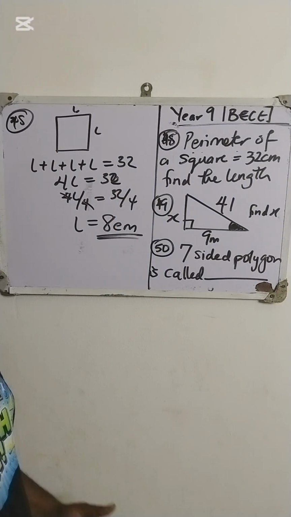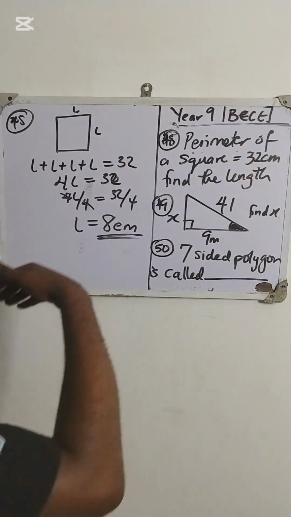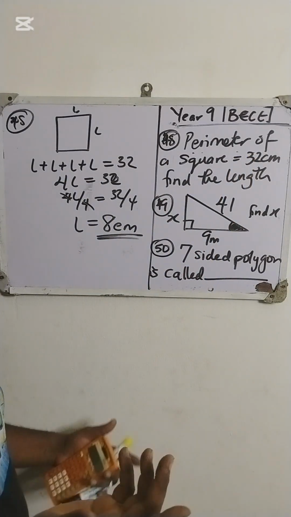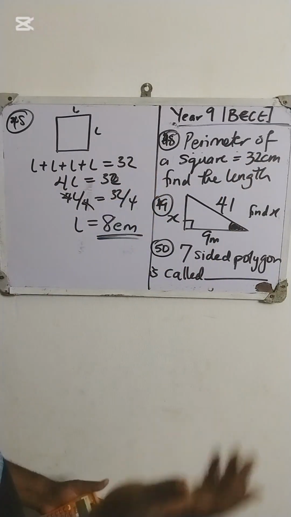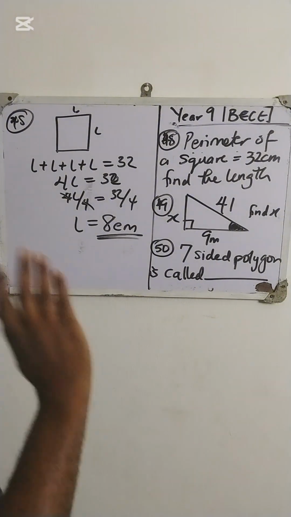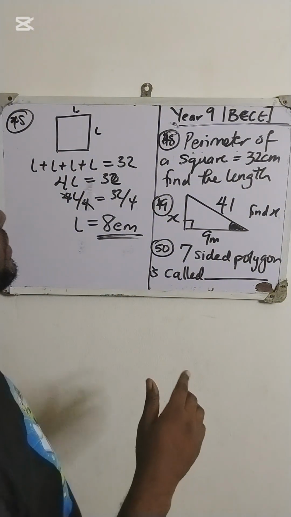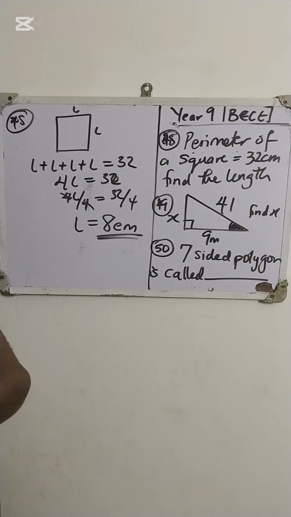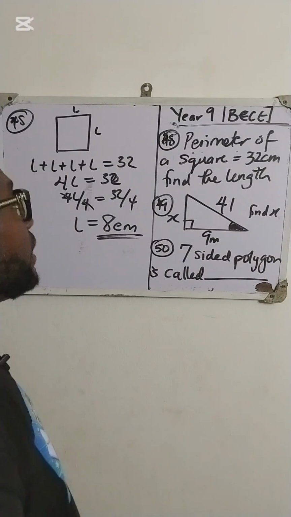So it's just a word problem that you need to turn into a mathematical equation. And by the time you start putting a mathematical equation, you are good. Just know the formula for the perimeter of a square, and that is 4L.